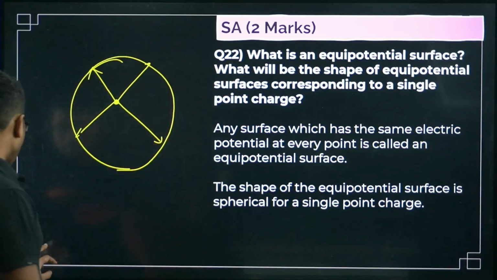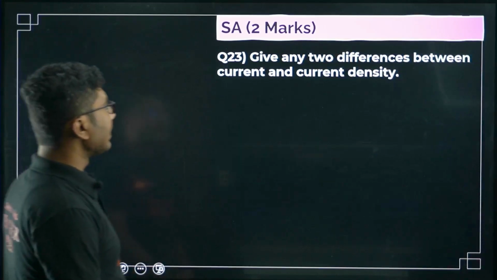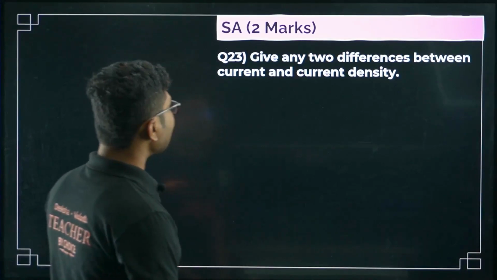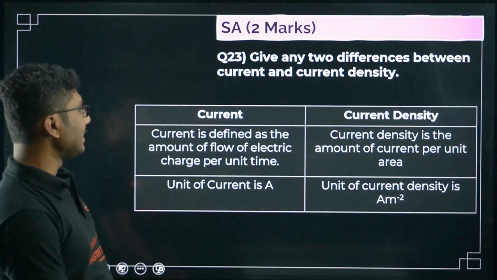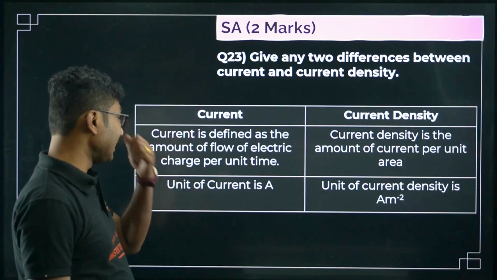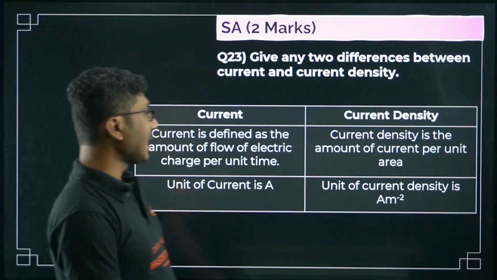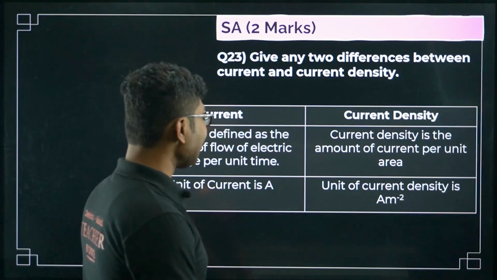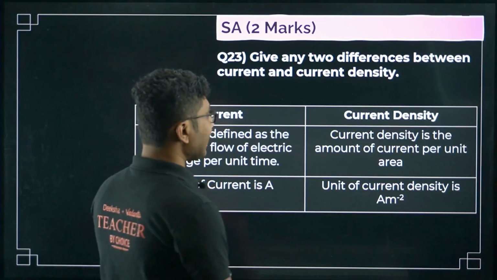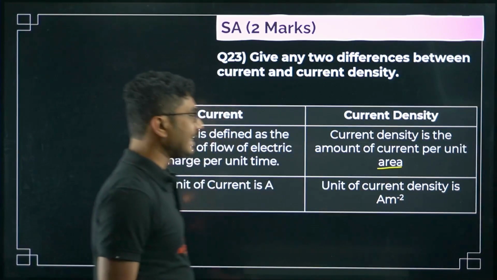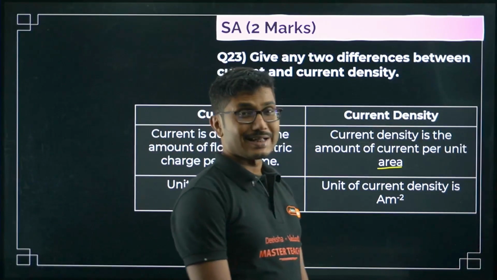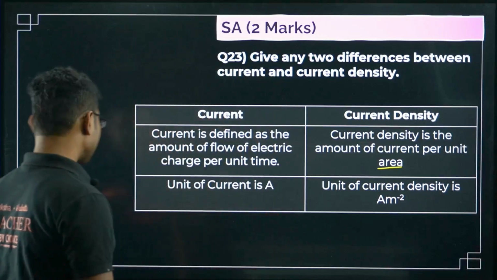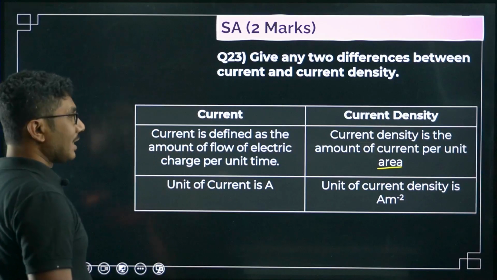Okay, now, next question. Give any two differences between current and current density. Let's see the differences. Current is basically defined as the amount of flow of electric charge per unit time. The current density is the amount of current per unit area. Very important, it is current per unit area. The unit of current is ampere, whereas the unit of current density is ampere per meter square, or ampere meter to the power minus 2.